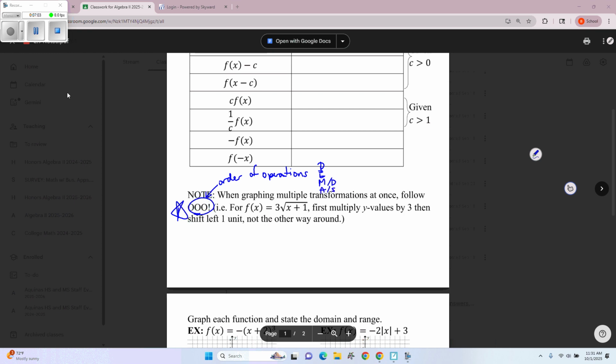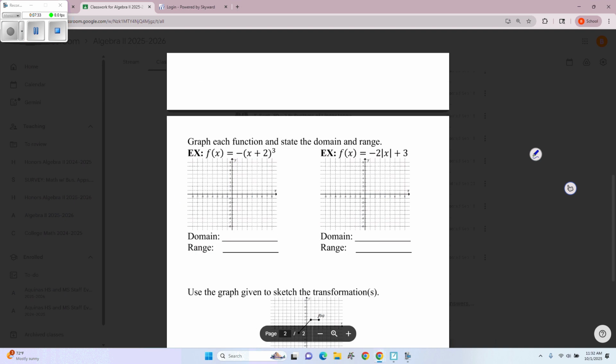Now, as far as PEMDAS goes, what we really care about is the multiplying, dividing, adding, and subtracting. That's really all we saw in the chart up above. So really the latter half of this. So when I look at this piece right here, I've got a ×3 out front, and then I've got this +1. These are my two transformations happening to that square root graph, right? So order of operations would tell us we're going to multiply first, then we will do the shifting left 1 unit. Okay, so let's practice a couple of these and get the subsequent domain and range.